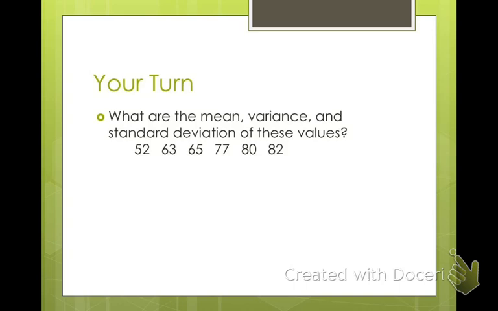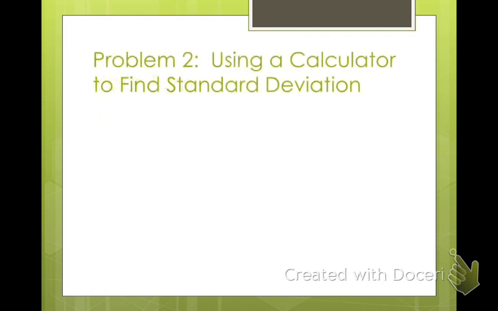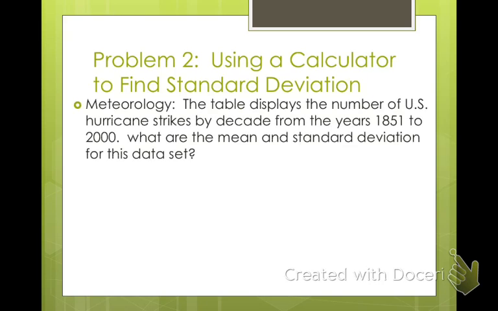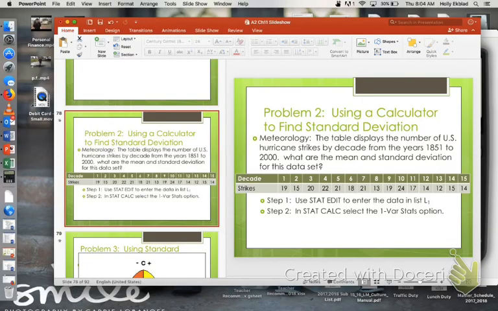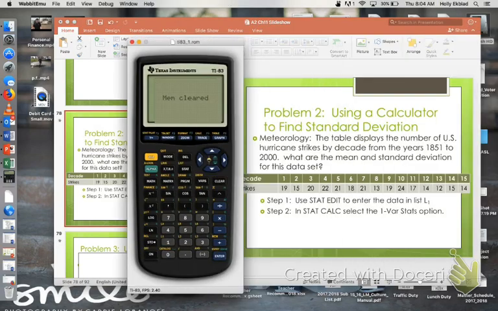All right, moving on. Next we're going to talk about how to use a calculator to find standard deviation, because there is kind of a shortcut. So this table displays the number of U.S. hurricane strikes by decade from years 1851 to 2000. What are the mean and standard deviation for this data set? As you can see, they have the decades listed from 1 through 15, and then how many strikes there are. So I'm going to try to pull up my calculator here.